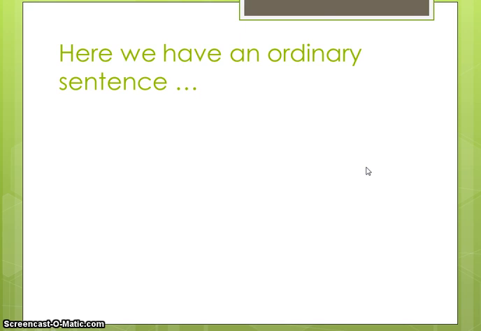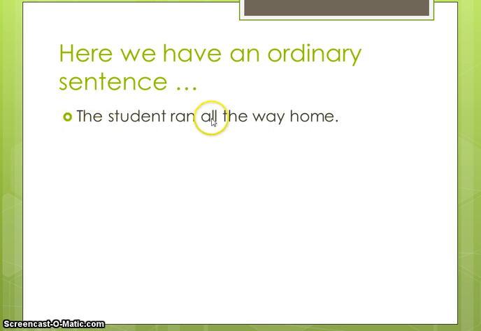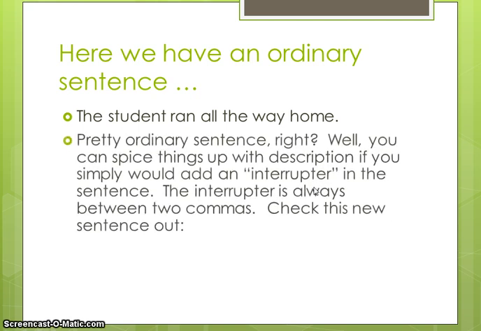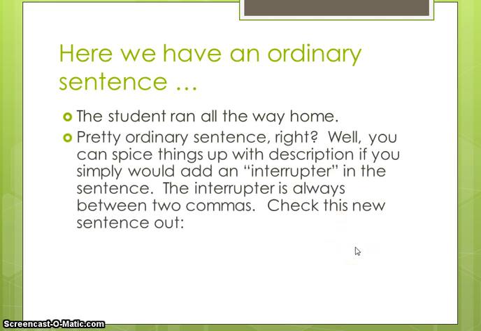Let's get started here. So here we have an ordinary sentence. We're looking at this sentence right here. It says, the student ran all the way home. Now, I'll tell you what, that's a perfectly correct, grammatically correct sentence there. There's nothing wrong with it. Capital letters, got the subject predicate, got the period, but I tell you what, it's rather boring. You don't know why that kid ran all the way home.